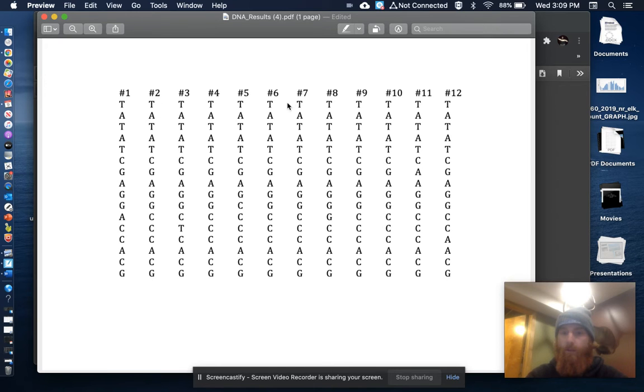So like I said, these are 12 patients. They've submitted a sample of their DNA, and we're going to compare their letters to healthy DNA to see if they've got a misprint, a mutation, a SNP, okay?